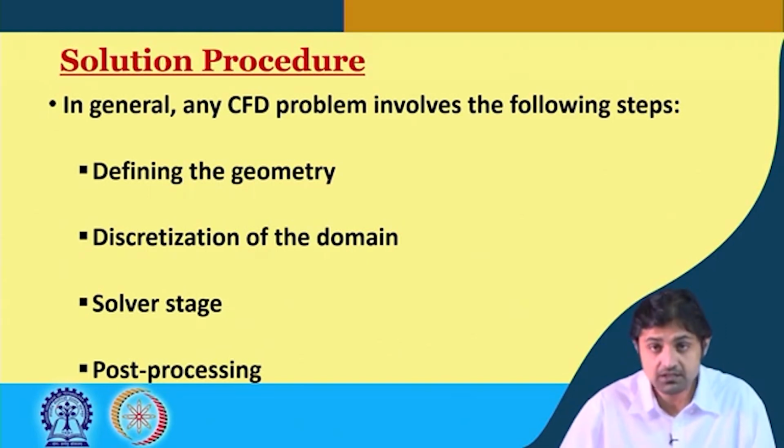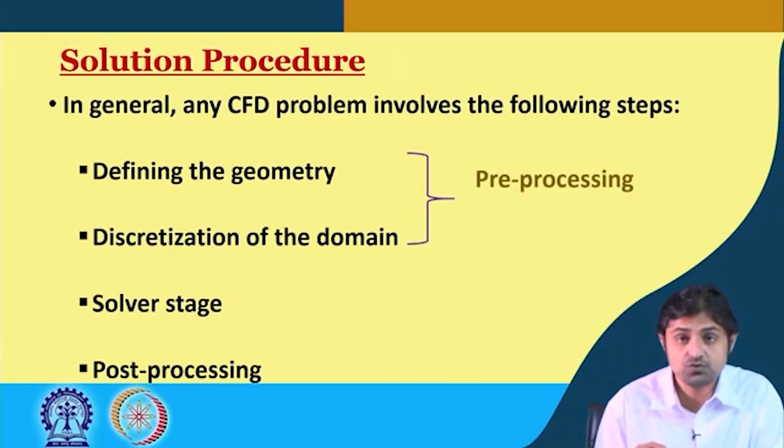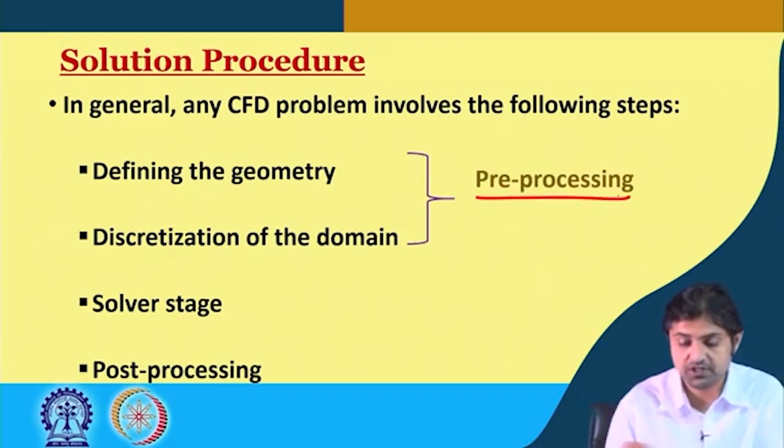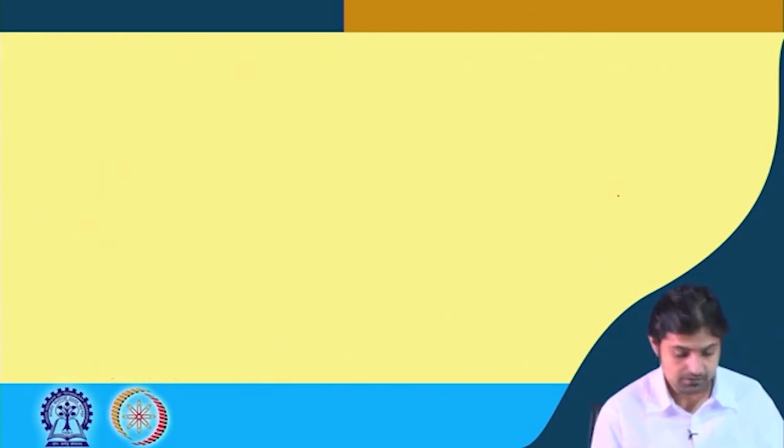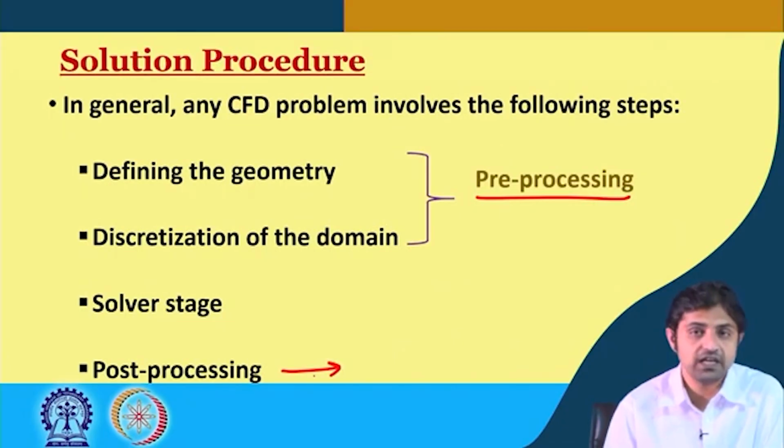Post processing is, after the results are obtained, we have to show them graphically, or we have to find some values, we have to interpret those results that we got. In most of the cases, plotting the results is termed as post processing. So, defining the geometry and the discretization of the domain, these two things are called pre-processing. So, something that you have to do before the calculation can begin in the computer. All right. And the post processing is something that you have to do after the calculations have finished.